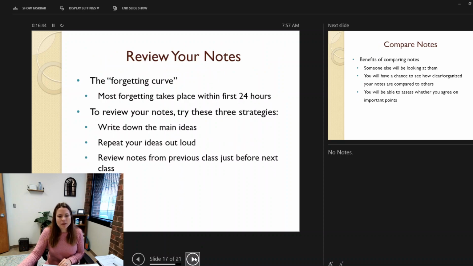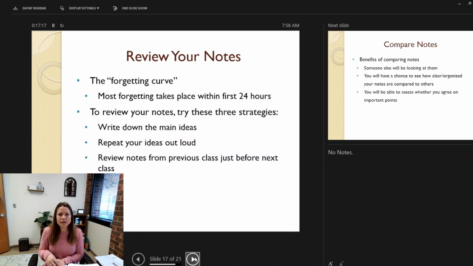The last thing I want to definitely tell you about is to review your notes. Some students will write notes and they'll participate in class, but they never go back and look at it. This is a shame because really it helps you. So there's something called the forgetting curve. The forgetting curve is where most forgetting takes place within 24 hours. So within a 24-hour period, you can lose up to 60% of the new information that you learned. So it's important for you to engage with the content.